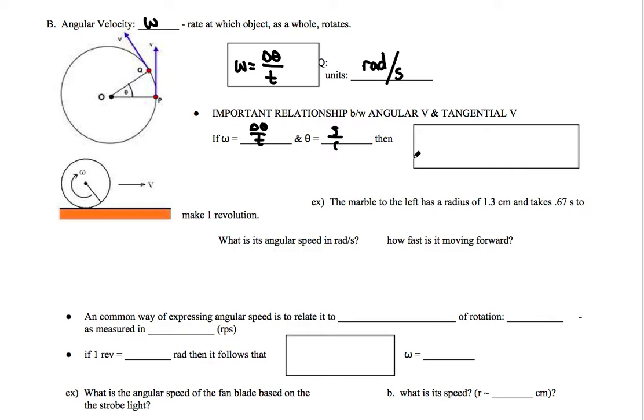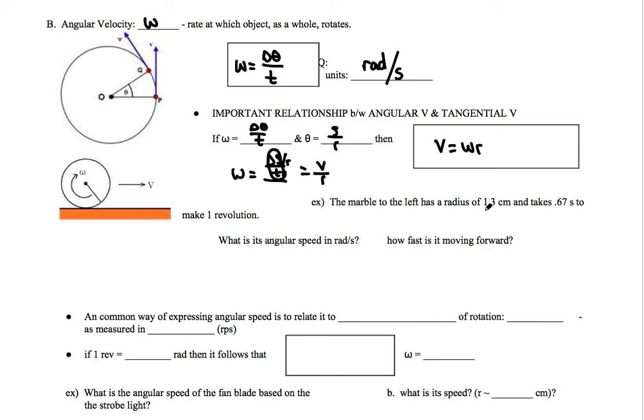Then if we put these two things together and plug that in, omega equals delta S over r over t, and notice this, a displacement over time is v. So this is really equal to v over r. And then if I cross multiply by r, what I end up getting is v is equal to omega times r. And that's a very important relationship.